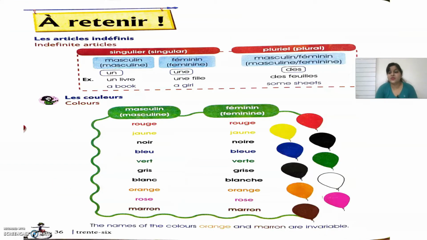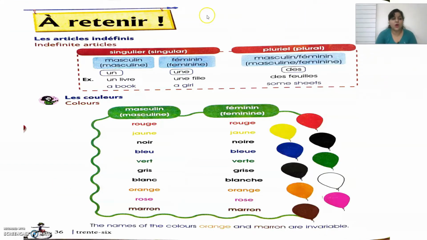Now on the next page you can see they have given you a block of les articles indéfinis, that are the indefinite articles. So they have made two tables. One is singular, and the other one is for plural. Now you know for singular there are two ways of writing a or an. That is un, that is used for masculine noun, and une, that is used for feminine noun. They have given some examples.